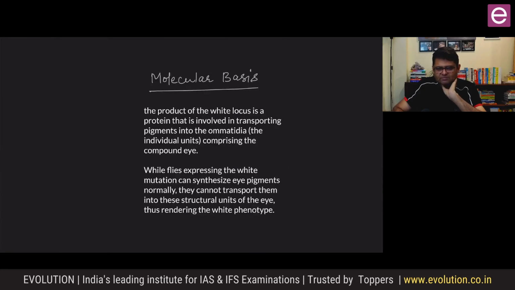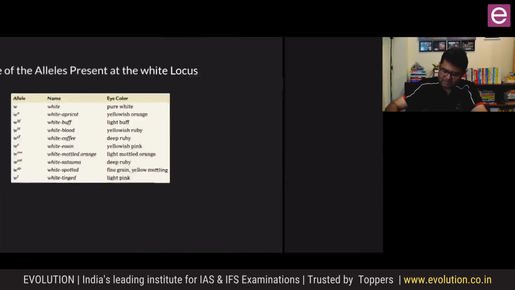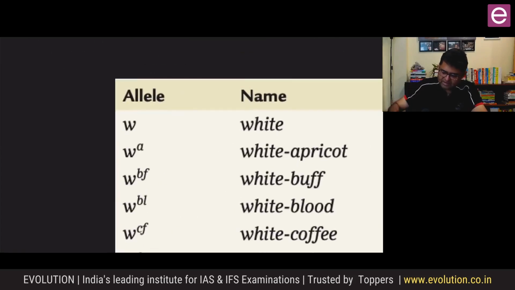What's the mechanism? That's the last slide basically. Essentially the product of the white locus is a transport protein. The product of the white locus is a transport protein that transports the pigment to the ommatidia. The fly that is white will be lacking that transport protein. As a result, there will be no pigment reaching the ommatidia and the eye will be pure white.